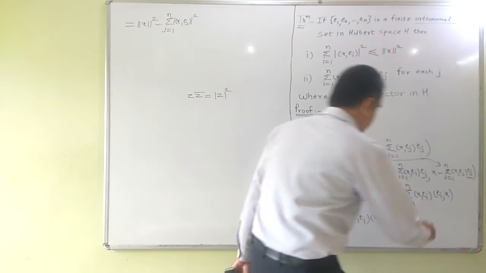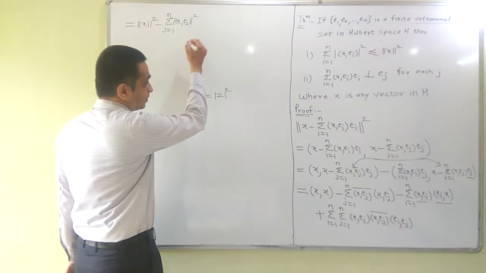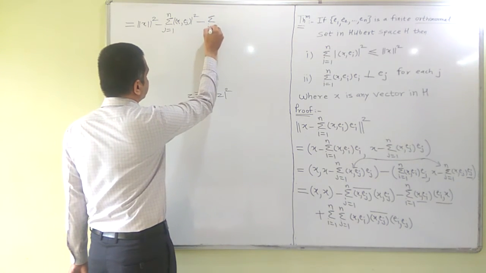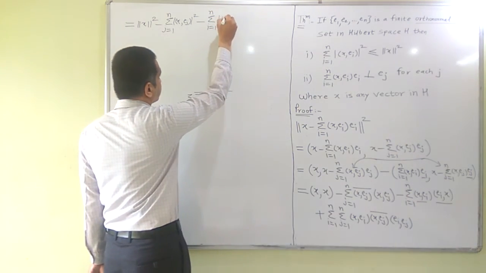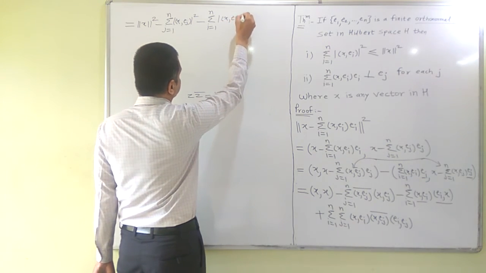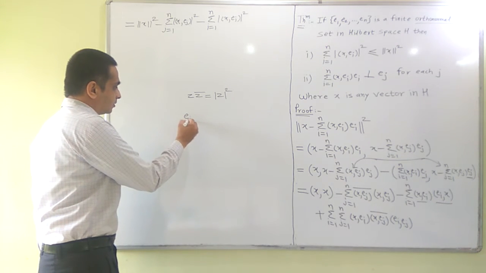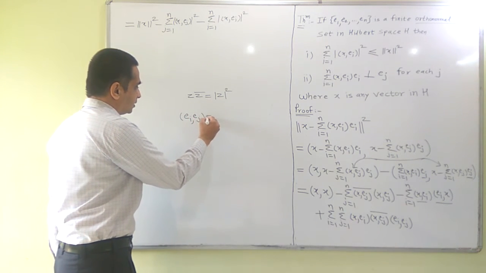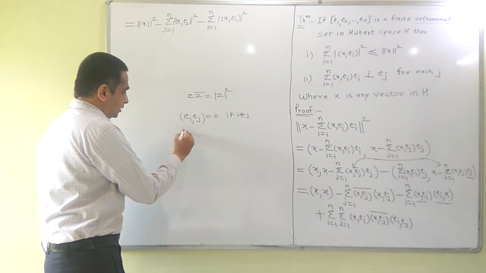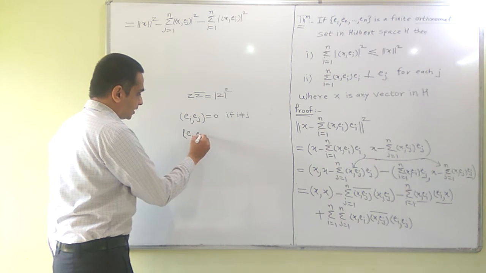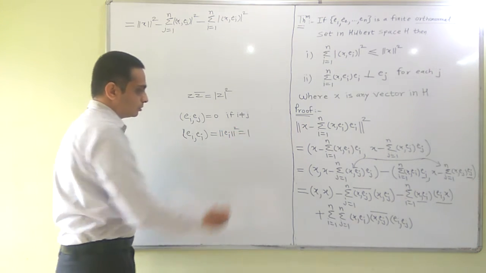Similarly, these are conjugates of each other. So again, by using the same property, I can write this as minus the sum from i equals 1 to n. This term will be simplified to mod of x, e_i squared, noting the fact that the inner product of e_i and e_j is equal to 0 if i is not equal to j, and the inner product of e_i and e_i is equal to the norm of e_i squared, that is equal to 1 as it is an orthonormal set.